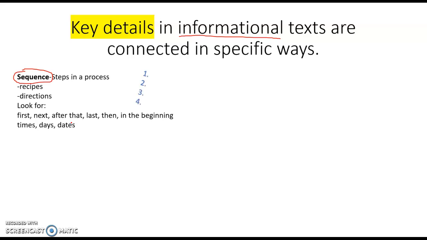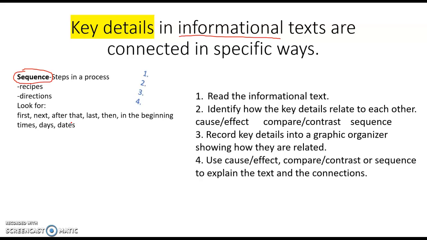So again, when we think of steps in a process, we're thinking of steps. 1, 2, 3, 4, 5. We might see those numbers. We might actually see the steps not labeled with the numbers. So no matter what kind of informational text you're reading, we want to follow these steps. And hey, there's steps in a process right here. First, we want to make sure that we're reading the text. Then we'll identify how the key details relate to each other.